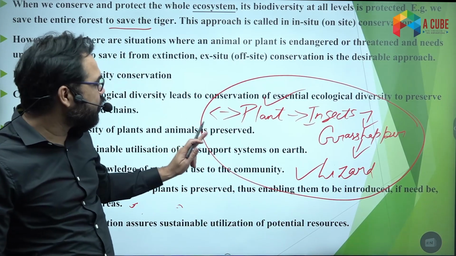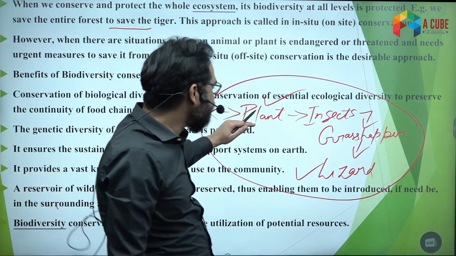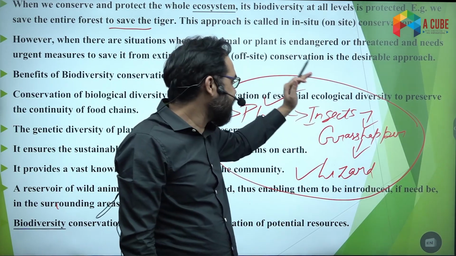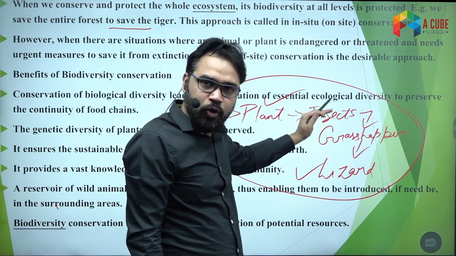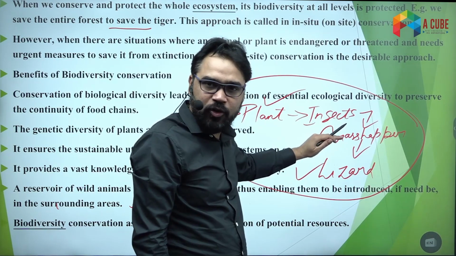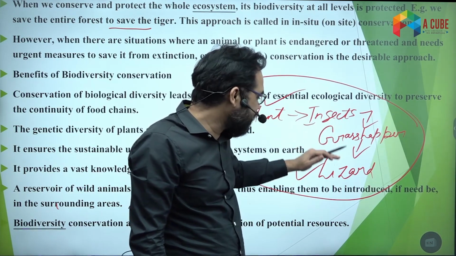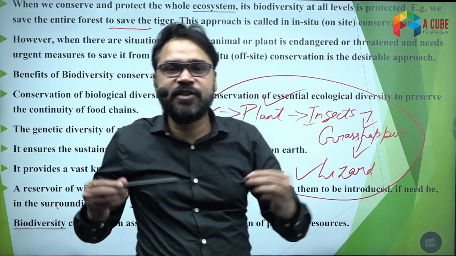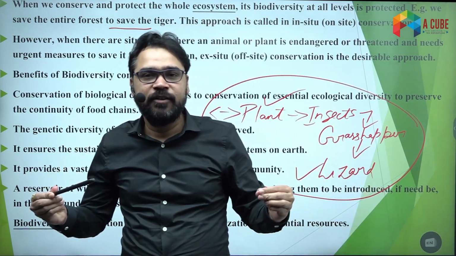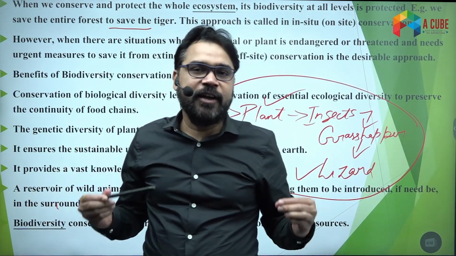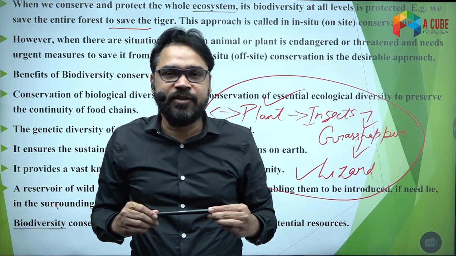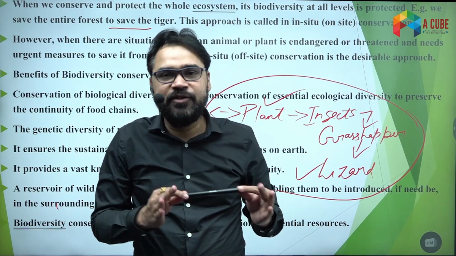Now, in this particular chain, the natural producer, that is the plant, is consumed by insects. Those insects are consumed by the grasshopper, and later on, those grasshoppers are consumed by the lizard. See, there is a sequence, there is a chain. Our earth can only sustain, like we have got our limitations, such as nature.